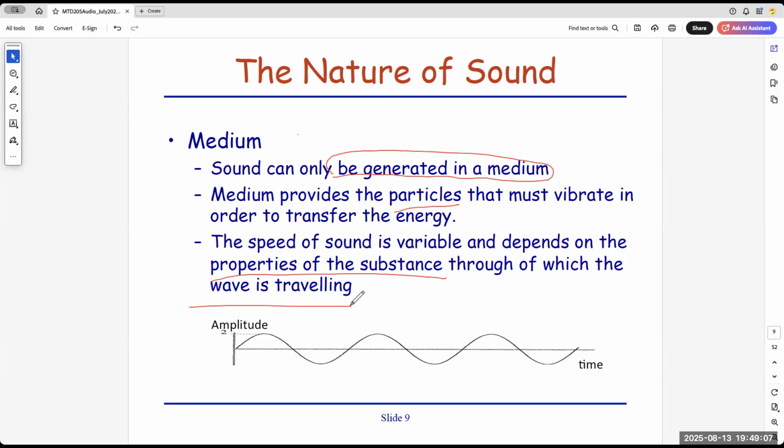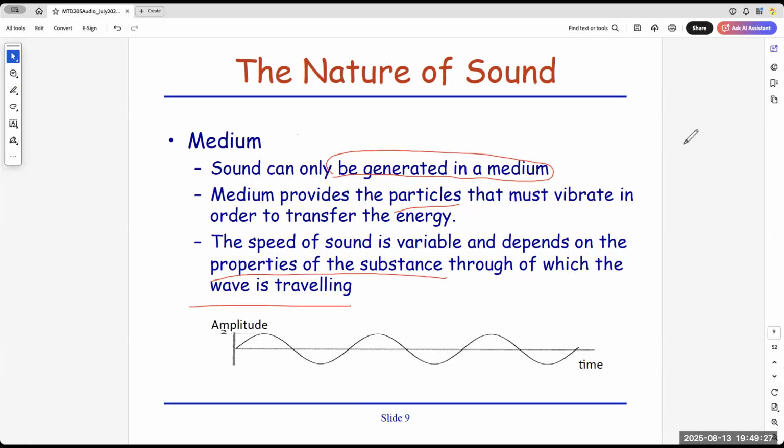And of course, if I have a wood, for example, your friend mentions how to pronounce your name, Bobby, right? That suggests solid is the fastest. Why is it so? Why does sound travel faster in solid?